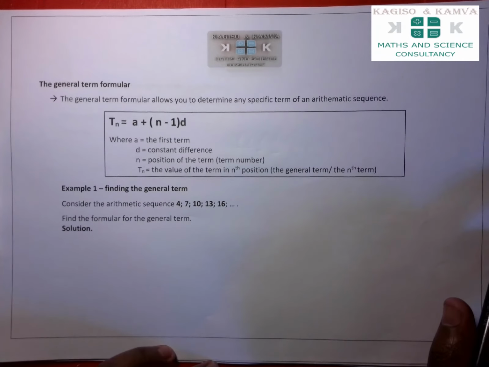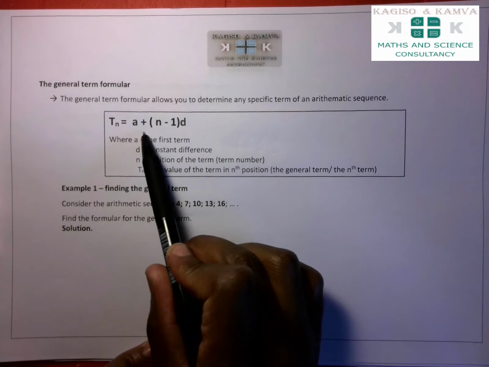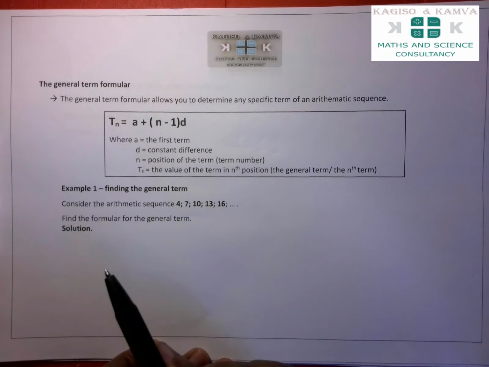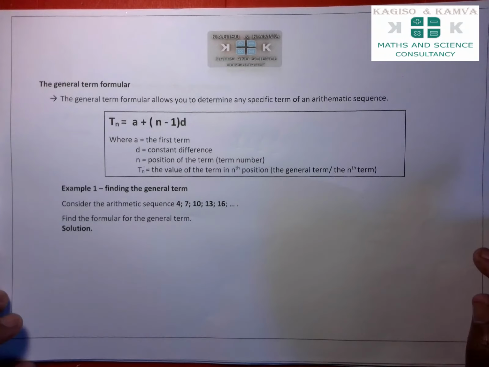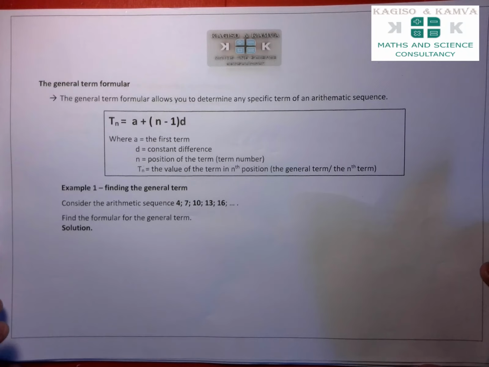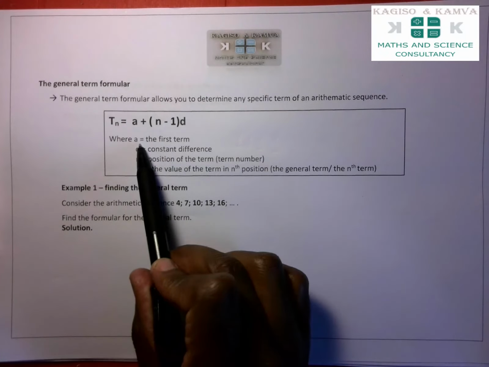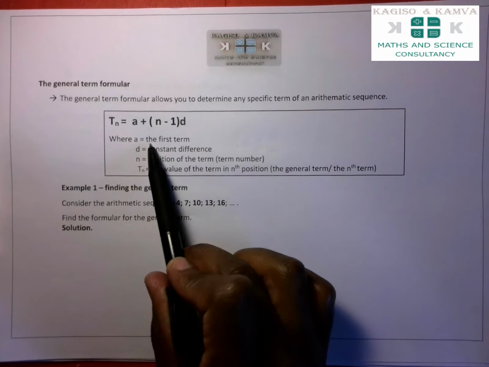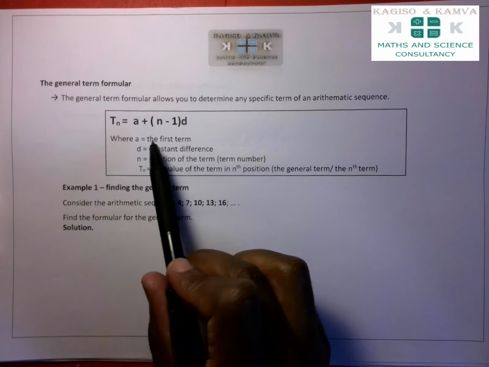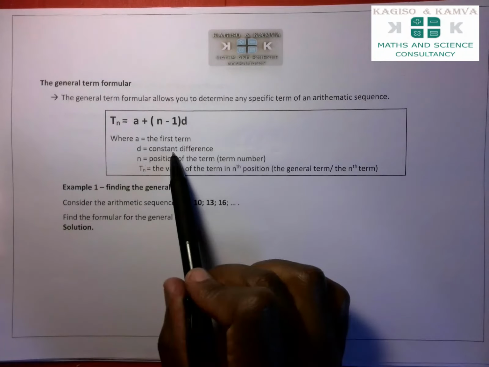Tn is equal to a plus (n minus 1) times d. You will find it at the back of your question paper in the formula sheet. Now a is the first term, the value of the first term. d is the constant difference. Now n is what?